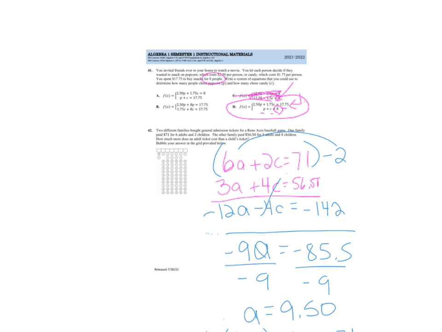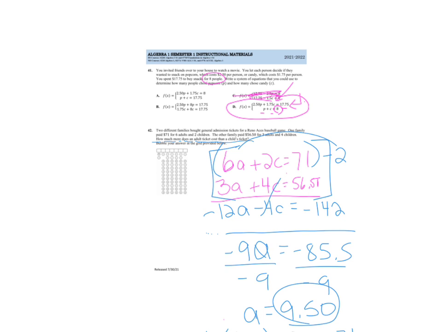What do they want from me? They don't want that. They want to know how much more is an adult ticket than a kid's ticket. Well, an adult's $9.50 and a kid's $7. Remember, you could have done this after you wrote your system. You could have used your calculator and just done that, mode equations, level 1.